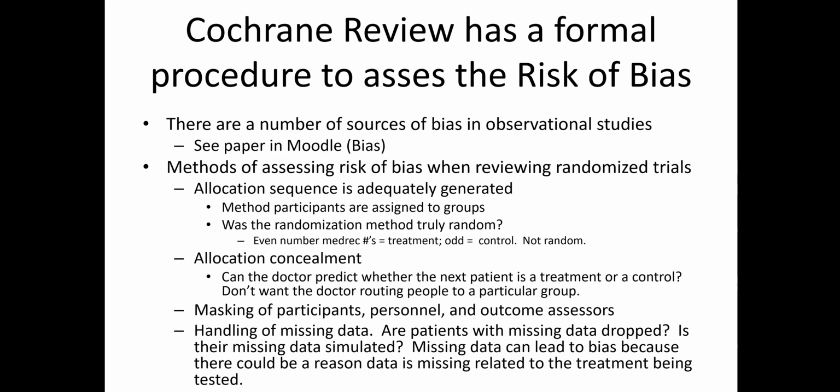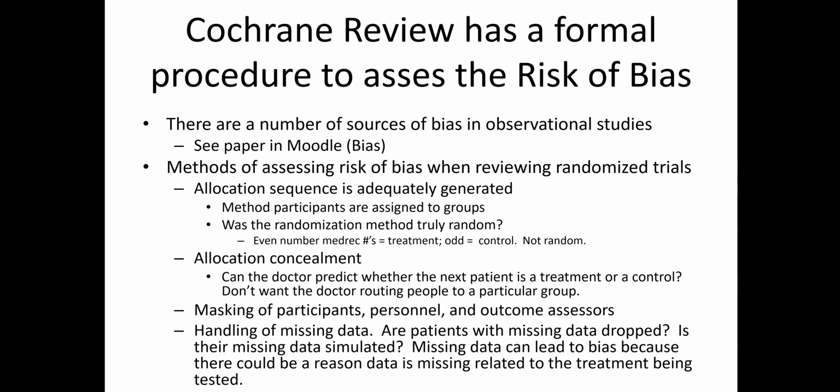A second thing is allocation concealment. The system has to be designed in such a way that the doctor cannot predict which group his patient is going to be in, because you don't want the doctor routing patients to a particular treatment. This is often done by having a study coordinator assign the treatment so that the patient comes in, signs the consent, has their initial exam, and then when the doctor's out of the room, the study coordinator comes in and assigns the treatment and gives them the drugs or whatever they're testing.